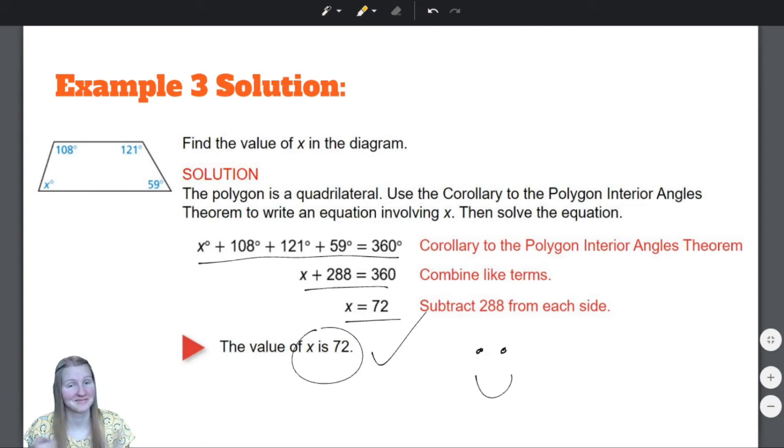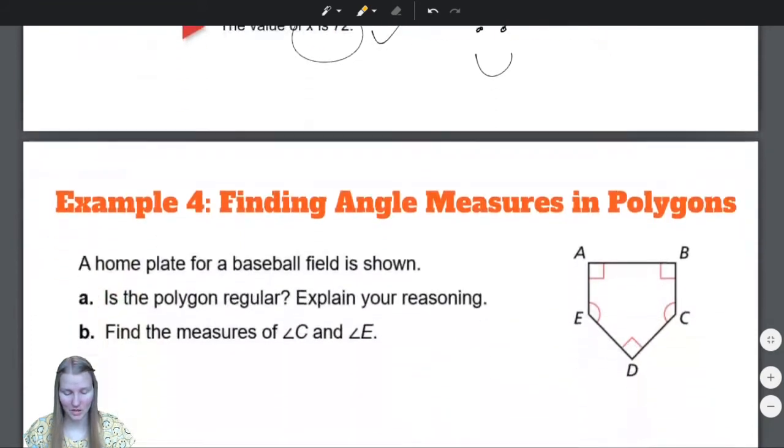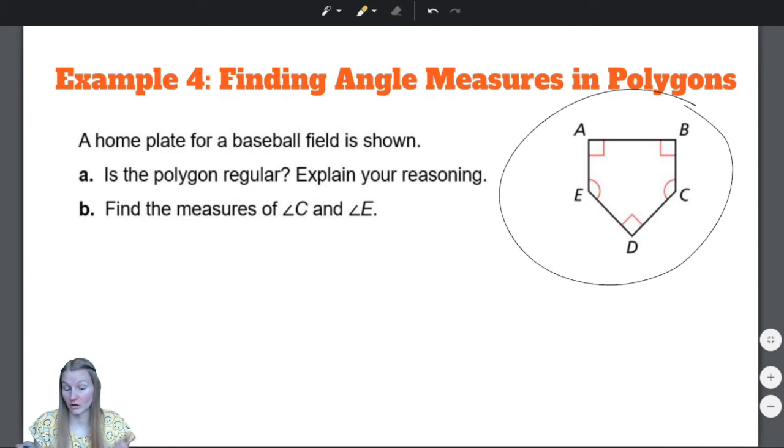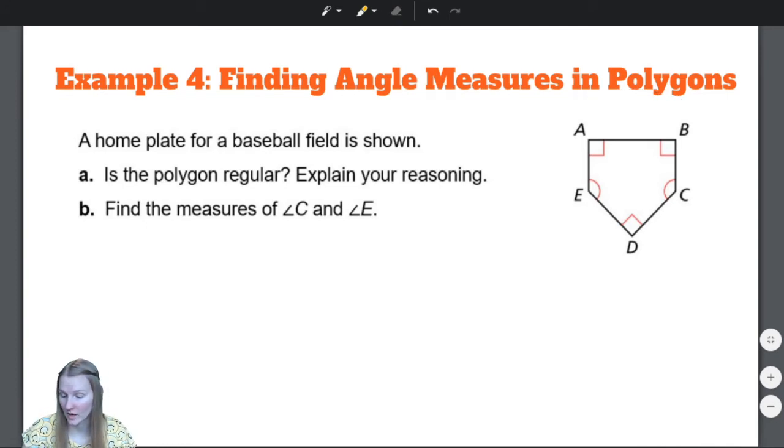Nice work. Let's go ahead and move on to our next example for today. And this is actually going to be our last example for today. A home plate for a baseball field is shown. Is the polygon regular? Explain your reasoning and find the measures of angle C and angle E. Okay, so this is what home plate looks like on a baseball field, right? And then you run off to first base. You come home from third base, all that jazz.